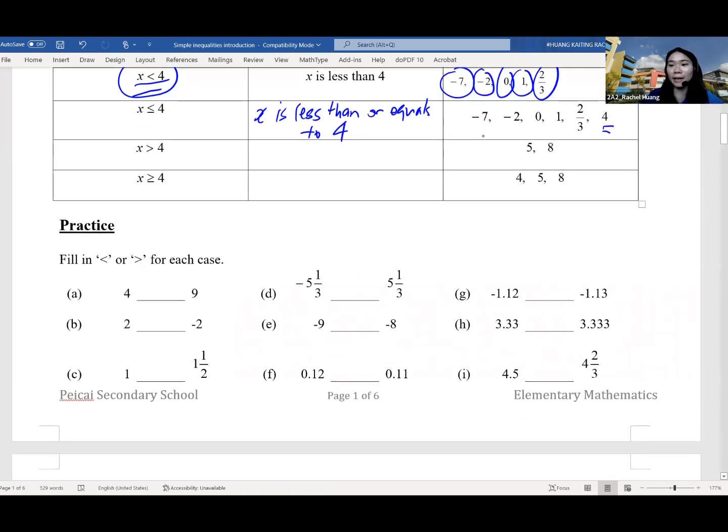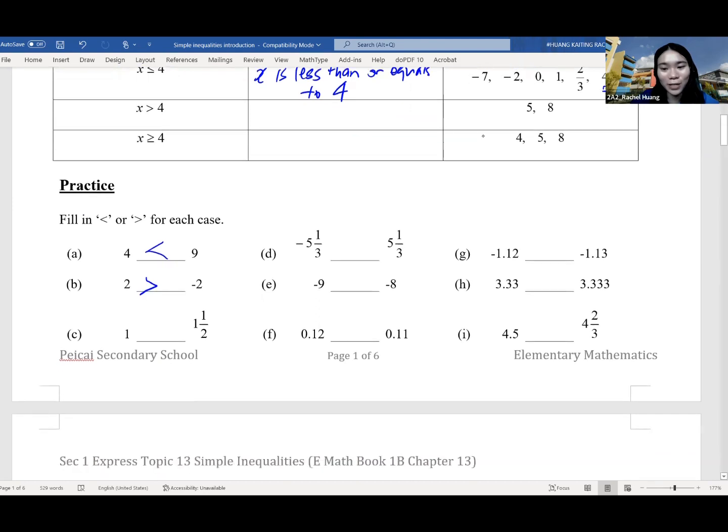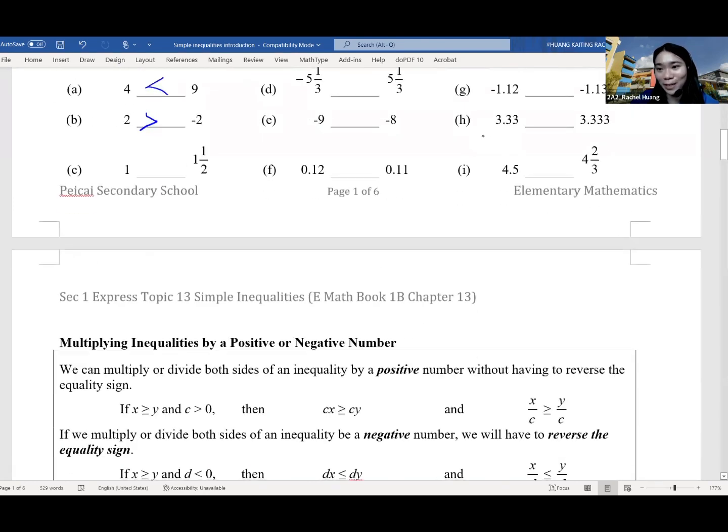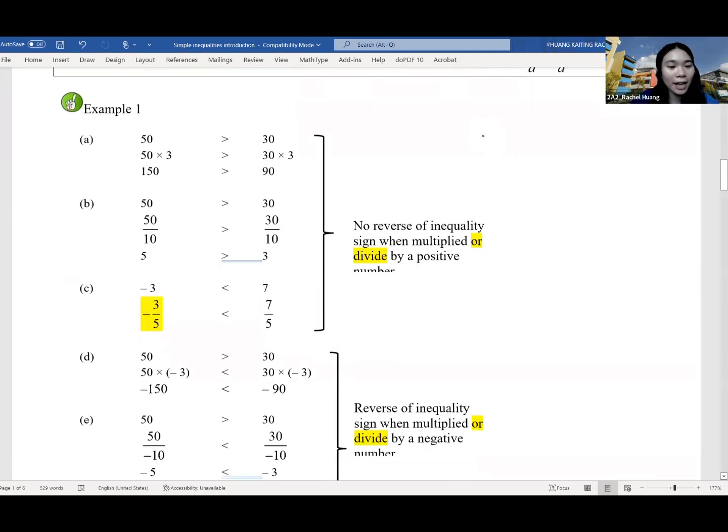Okay, and then if we try to apply our knowledge on the numbers itself, you know that 4 is less than 9. So I'll give 4 the smaller tip and give 9 the bigger tip. So 4 is less than 9, okay? And the same thing goes here. If 2 is more than -2, because it's positive, then the bigger tip goes to the 2 and the smaller tip goes to the -2, okay? And you can try that for the rest of the numbers, okay?